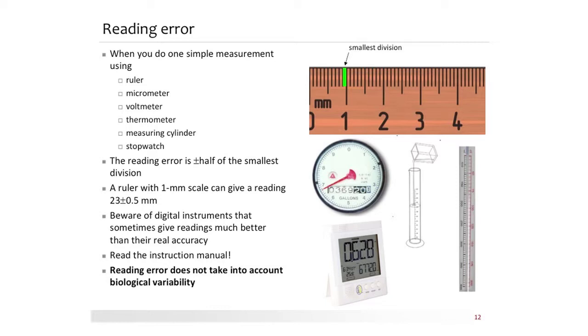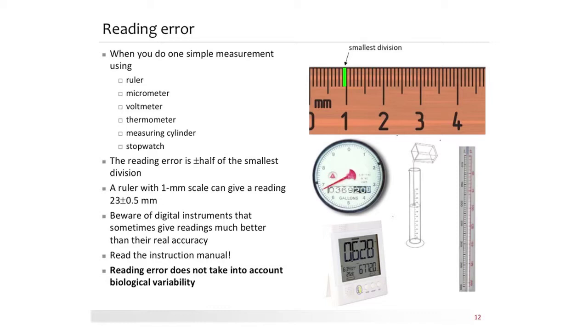So one of them is just reading error. It's trivial, basically, but you have to take this into account. So when you do one simple measurement using something with a scale, like a ruler or micrometer or voltmeter, thermometer, a measuring cylinder, I think this is something you use quite often, or a stopwatch, you will have an error on top of this. So typically this error is plus minus half of the smallest division. So if you measure a number using a ruler, it can give you a reading, for example, 23 millimeters, and error would be plus minus 0.5. That's a typical convention here.